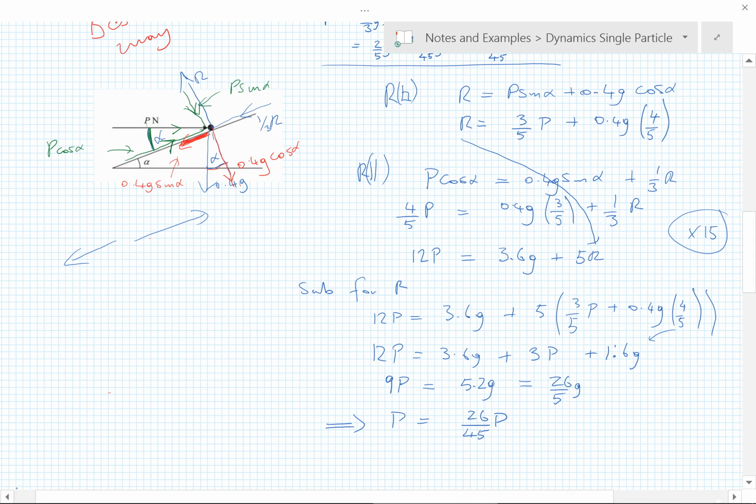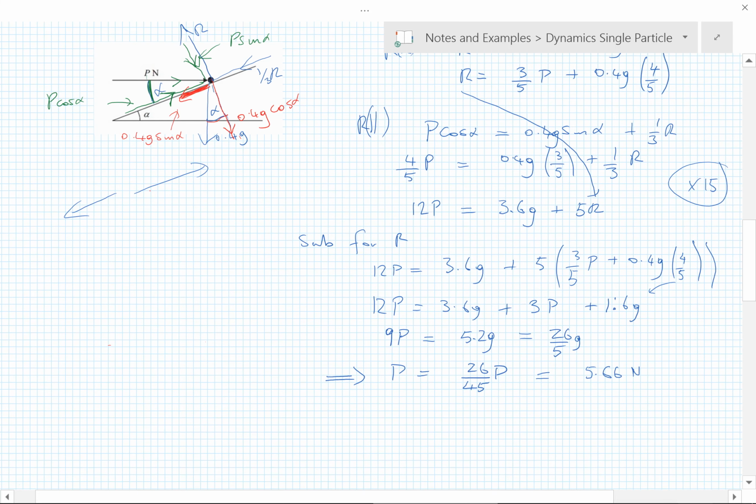Now, as I said before, it's okay to leave the answer like that, in exact form with g in it. If we give 2 or 3 significant figures, that's the other alternative. I'm going to give 3 here, 5.66 newtons.